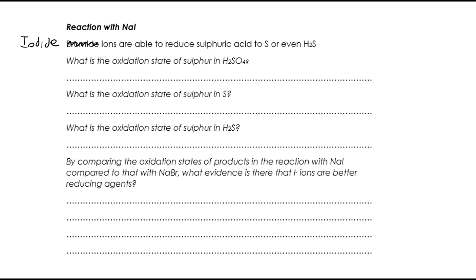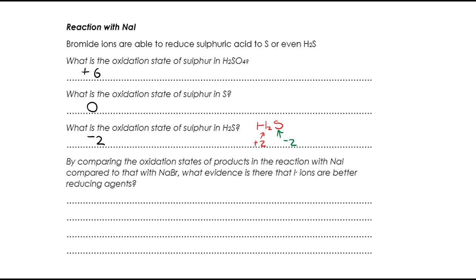Now, I've given away a little bit of the answer here. It will say bromide on the future slides, but remember, this is iodide ions that we're talking about. So let's look. Oxidation state of sulfur in sulfuric acid. Well, we did that one earlier, +6. In sulfur, it's 0, because the oxidation state of an uncombined element is always 0. And in H2S, I've just mentioned it, but we can see I've got 2 +1s from the H's, so the S must be -2.